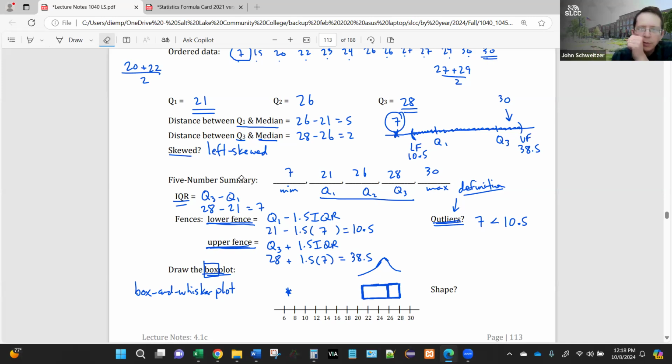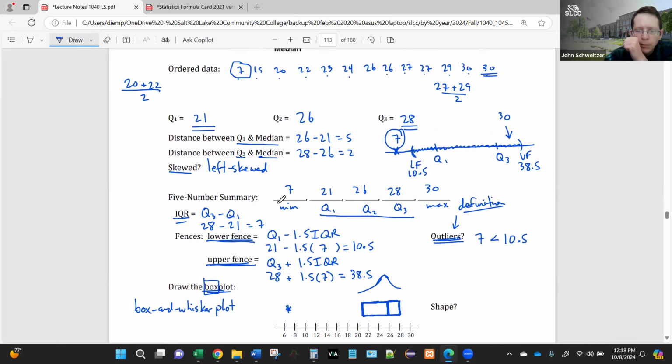So what am I talking about? Let me show you. What I'm going to do for the upper whisker, I'm going to find the largest number that's not an outlier. Okay, so if we look at this data set, the largest number that's not an outlier is 30. Okay, 30 is still within the fence, right? So what I'm going to do off to the right is I'm going to have a line that goes out to 30.